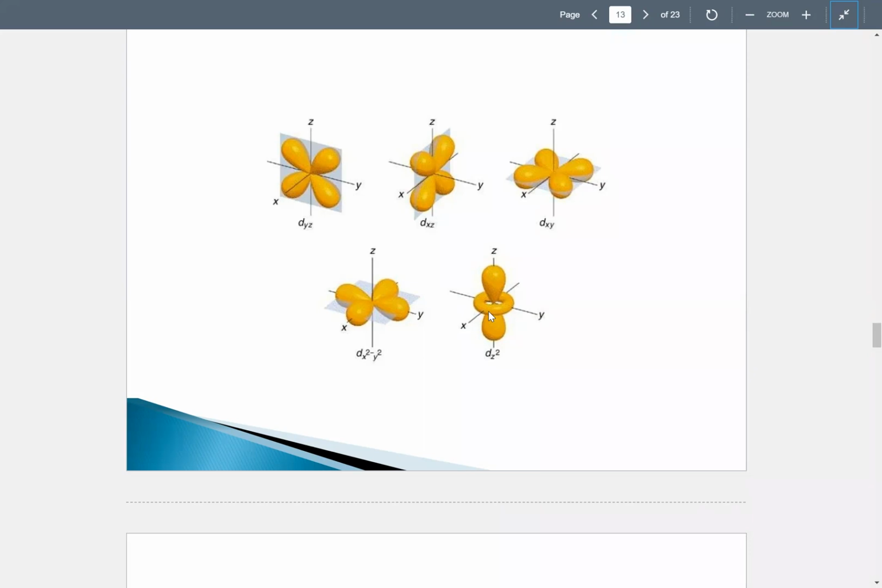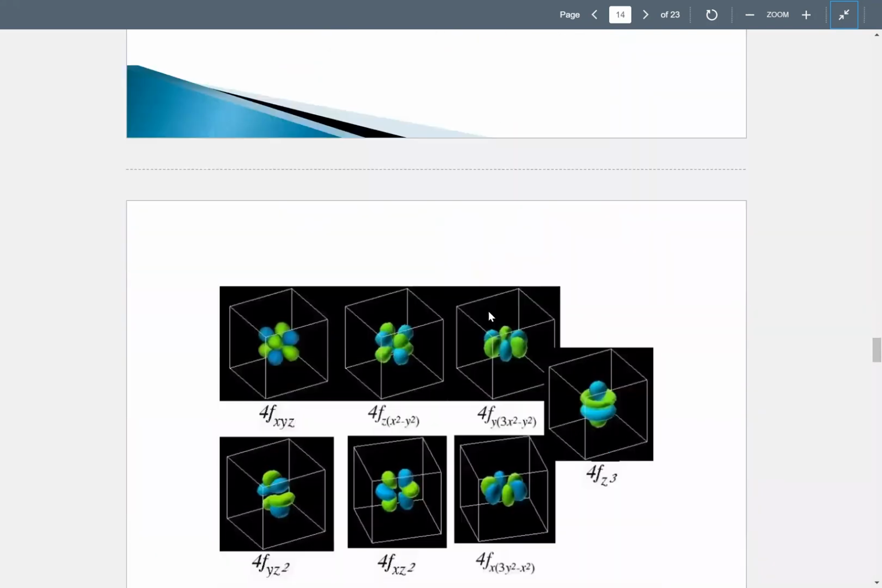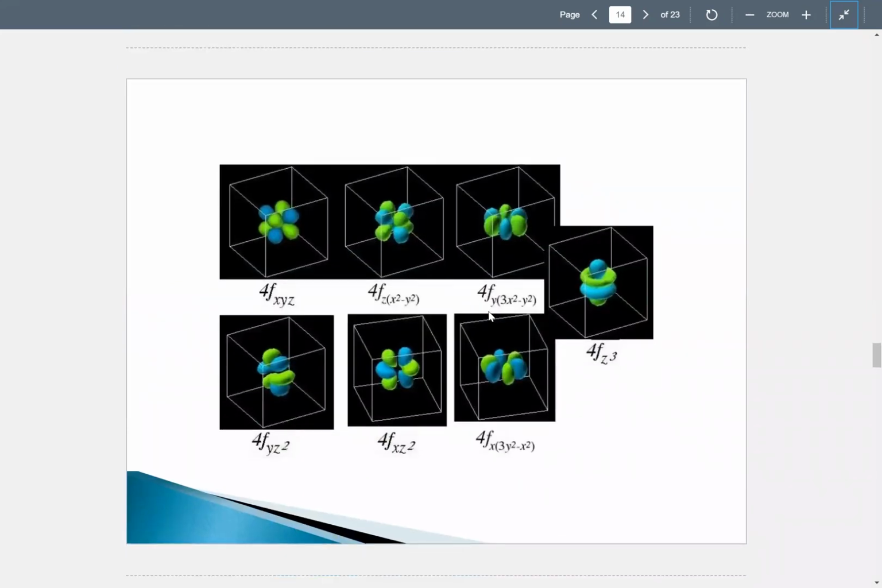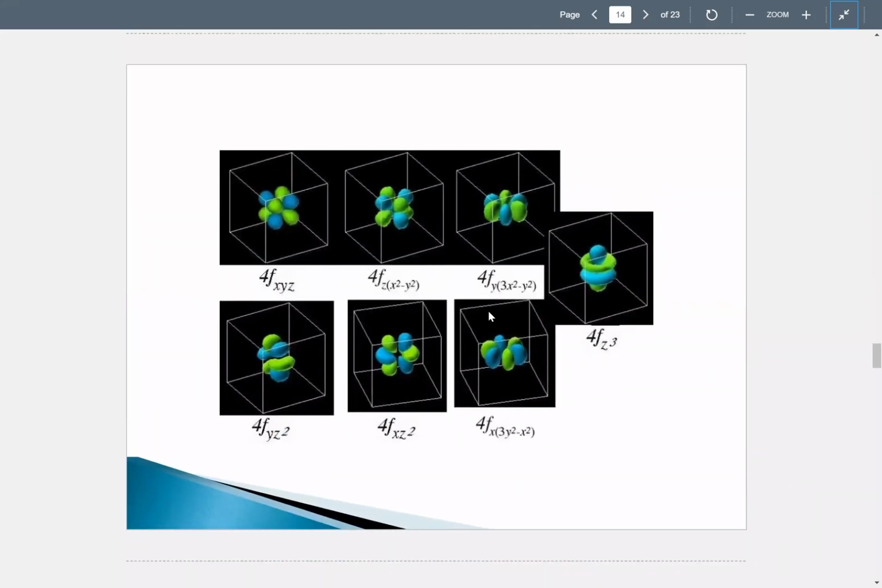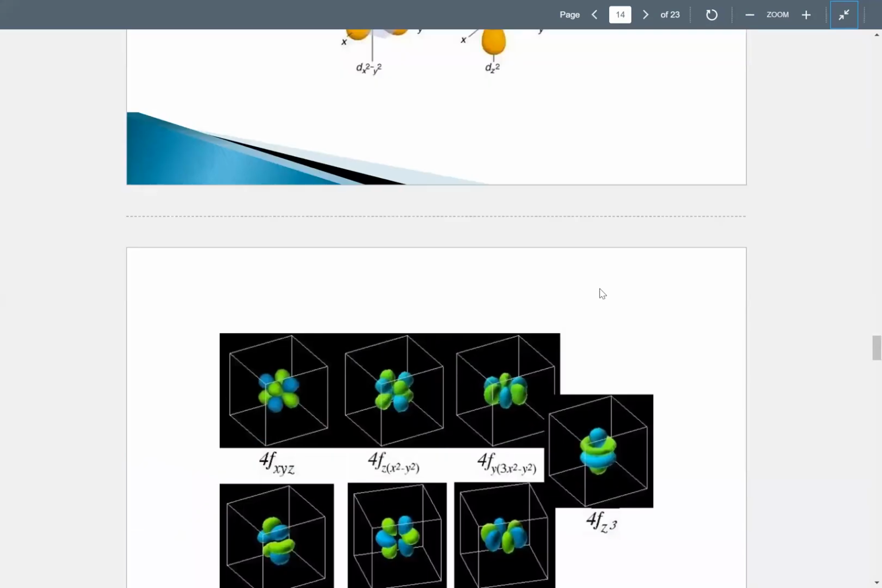Basically, one of the dumbbells wraps around itself and makes this weird donut shape. And the f orbitals are even more difficult to describe. There's a couple that look like everlasting gobstoppers, and then I think these look like candy bracelets. And then, of course, we have this weird one here with the double donut. So these orientations, each orientation can fit 2 electrons.